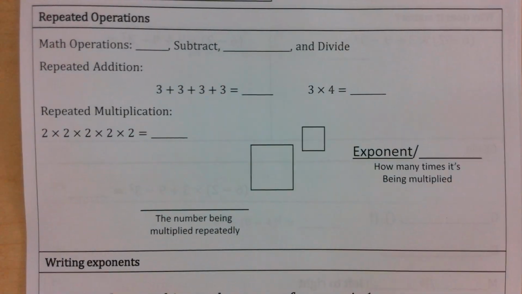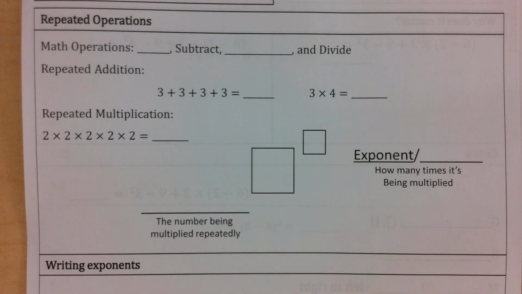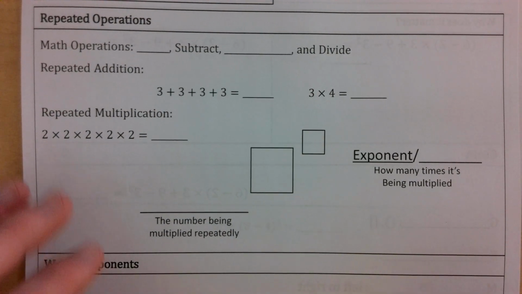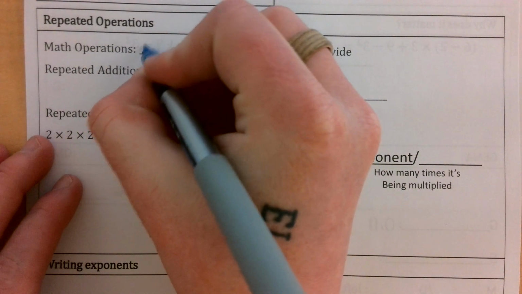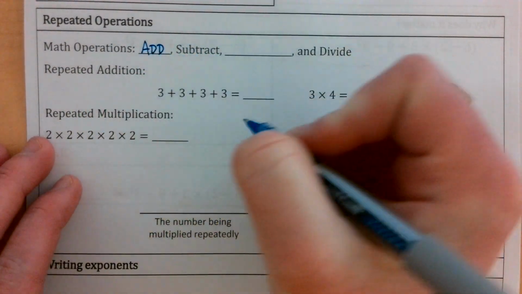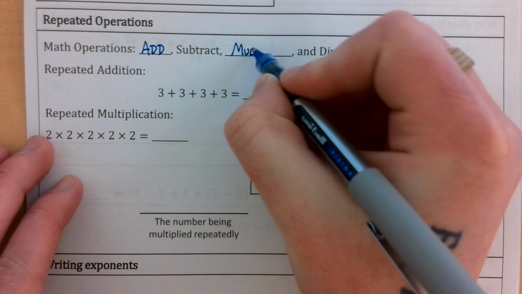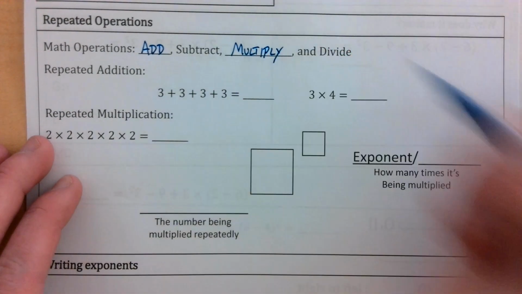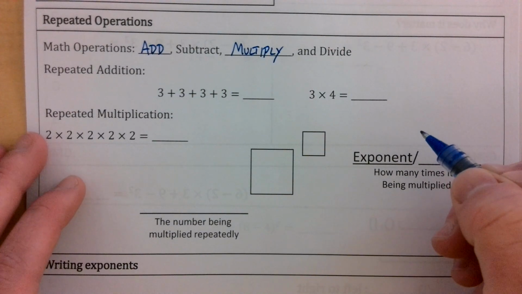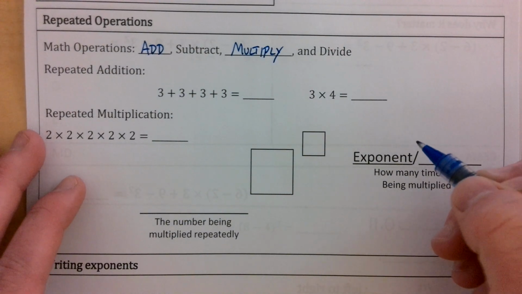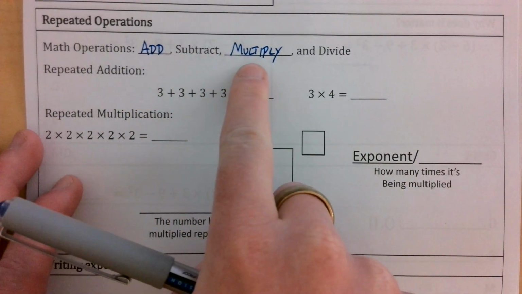All right, so let's talk about where exponents come from before we get into what they are. There are four math operations: add, subtract, multiply, and divide. Now, they're kind of related, particularly addition and multiplication.